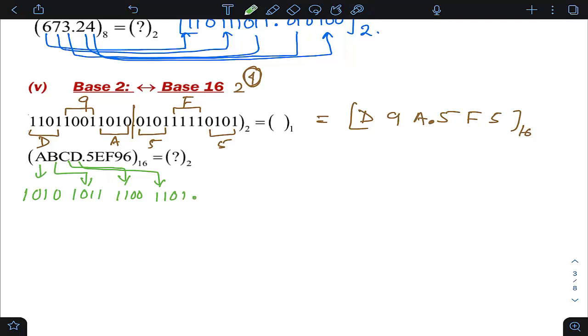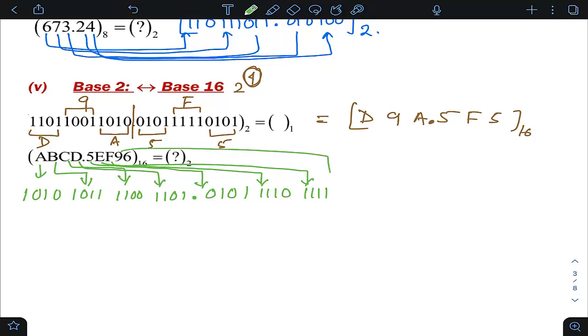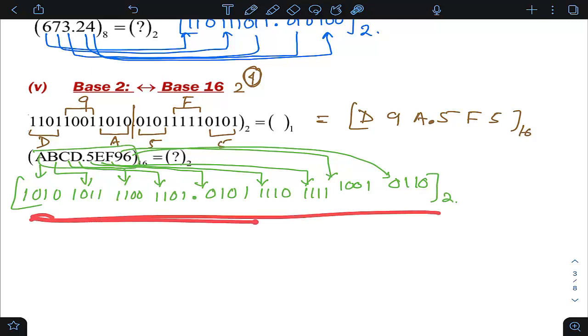Then you have the dot, then 5. So 5 is 0101. Then you have E, 1110. Then you have F. F is 1111. Then you have 9. 9 is 1001. And then you have 6. So it is 0110. So this is the base 2 equivalent. So yes, this number is very large. That's why you are getting so many bits in the corresponding binary also.